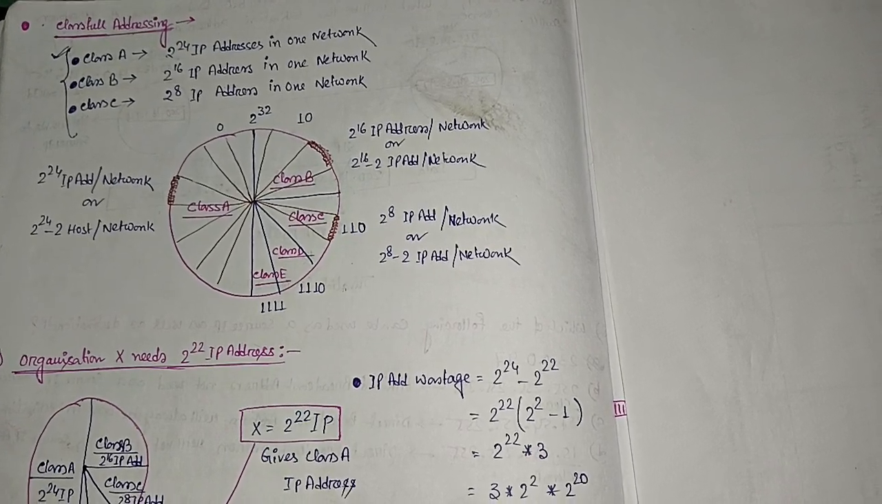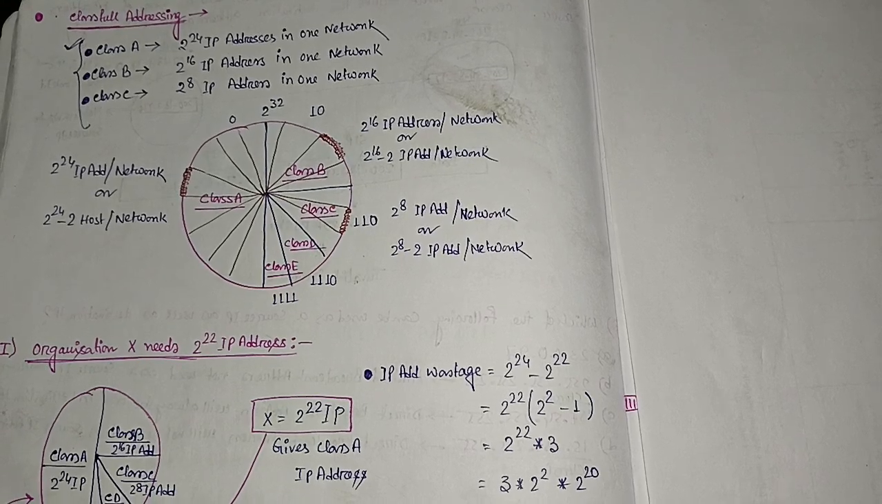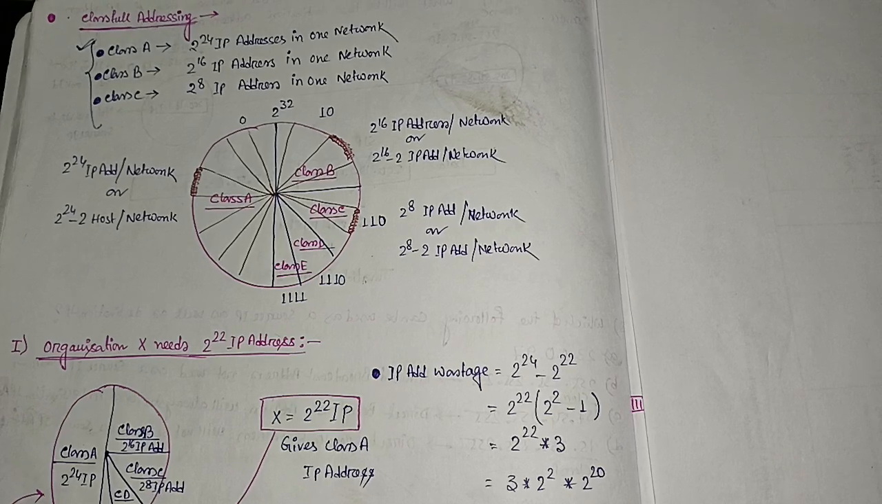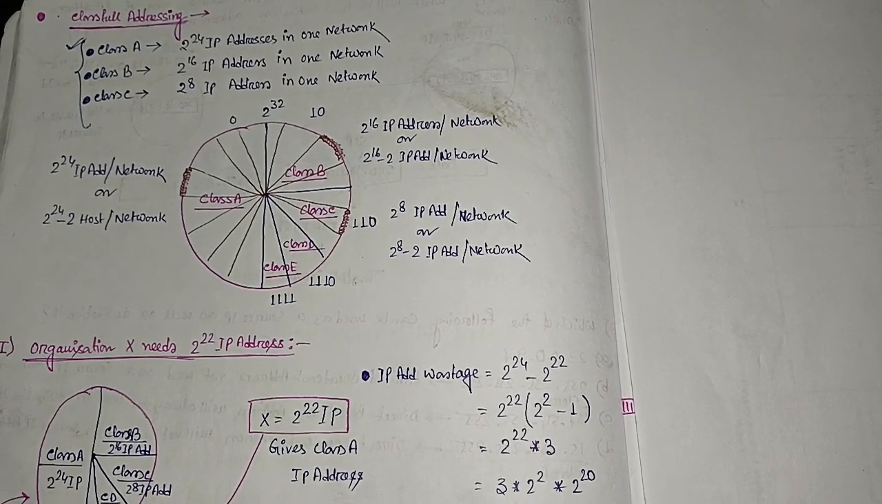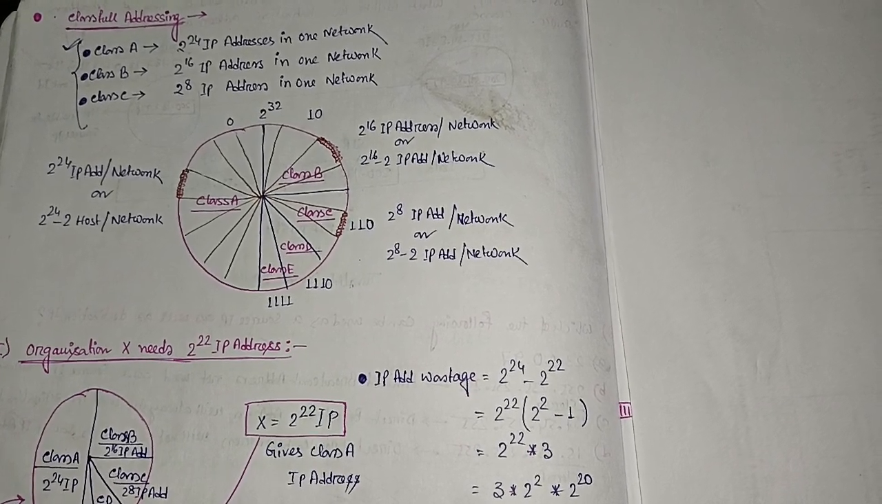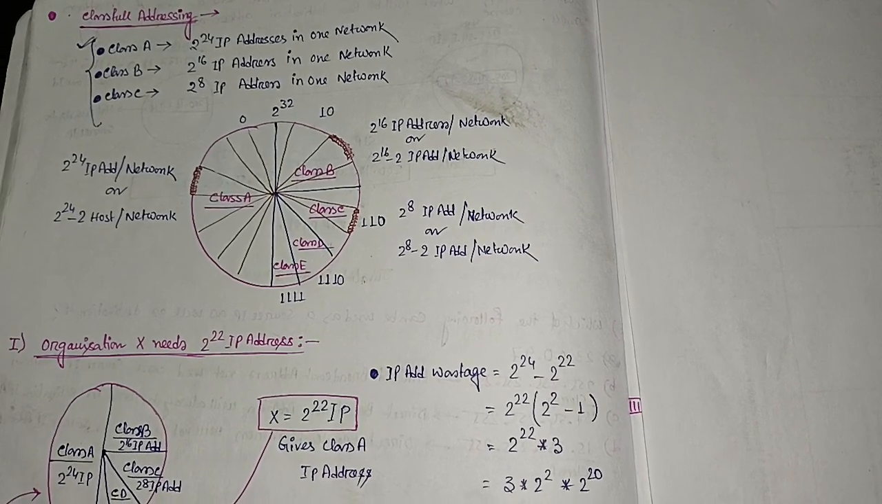So today we are continuing with the computer network. We were discussing previously classful addressing: class A, class B, class C that we are using. In class A we have 2 to the power 24 IP addresses within the network. In class B, 2 to the power 16 IP addresses in one network, and in class C we have 2 to the power 8 IP addresses in one network.